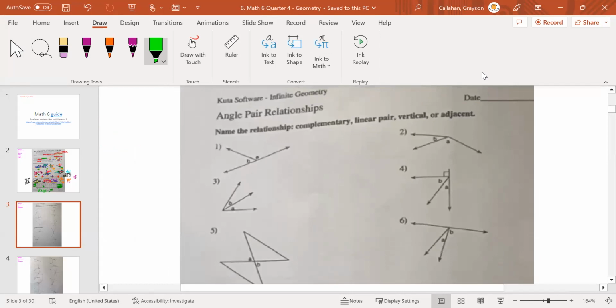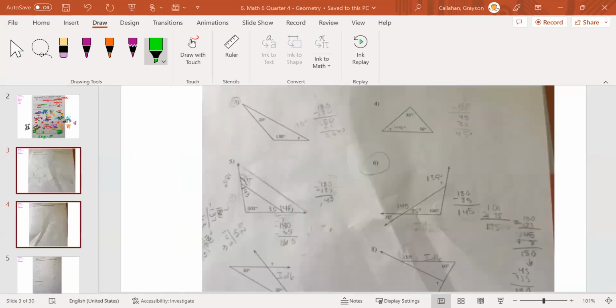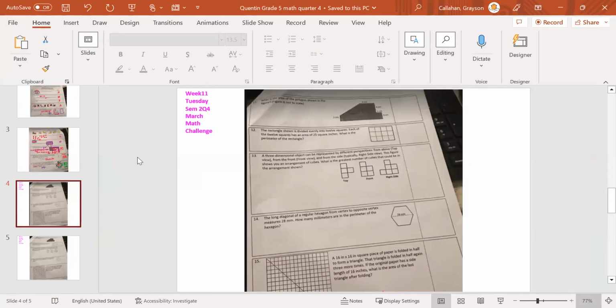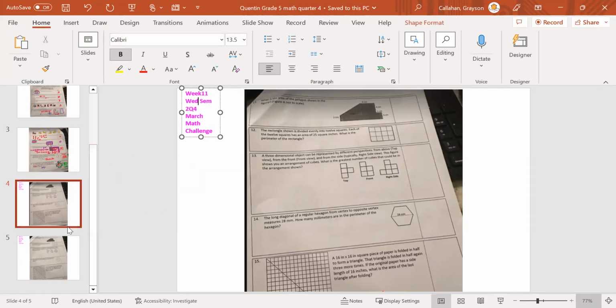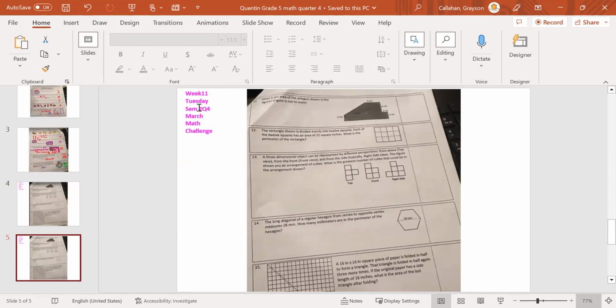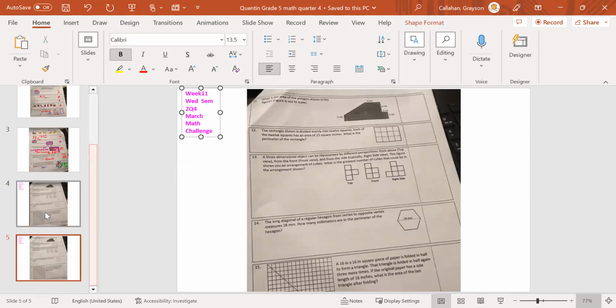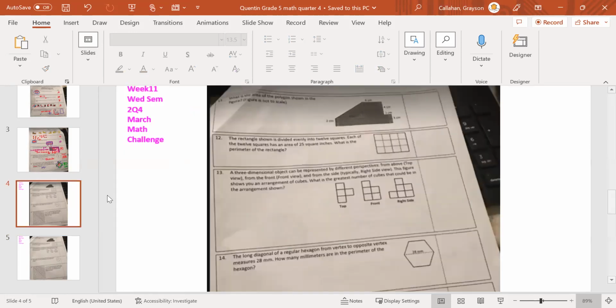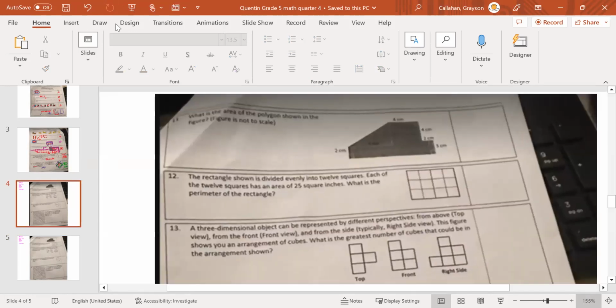Hold on a second. I feel like we did this one. Okay, we're going to switch over a little bit today. We're going to go over Quentin's math for week 11, Wednesday, for the math challenge for March of 2024. And then we're going to start at question number 11. Quentin, go ahead and read that, please.